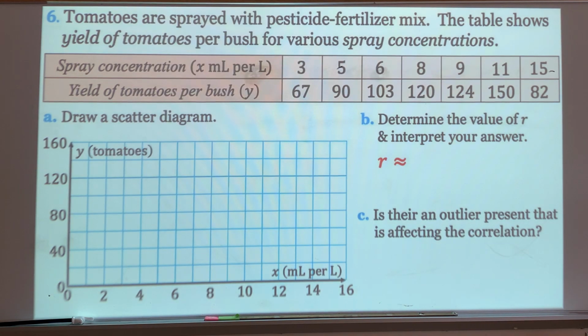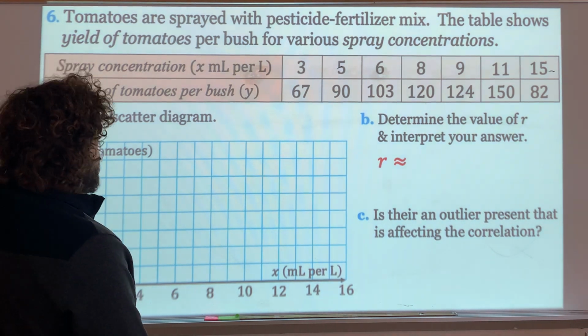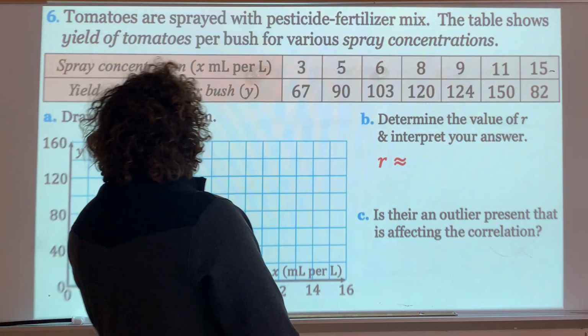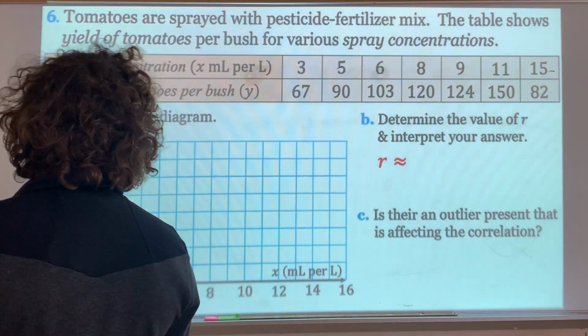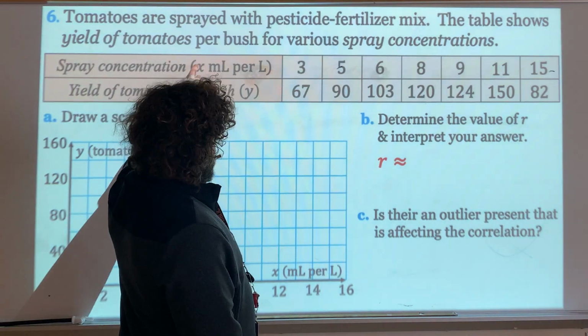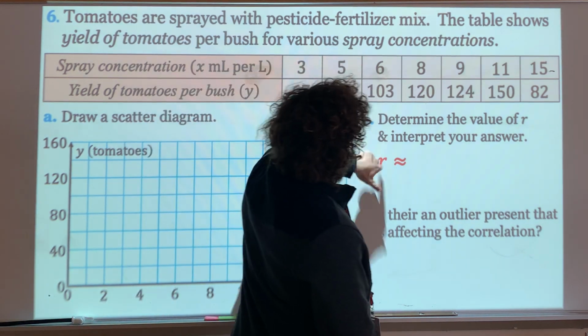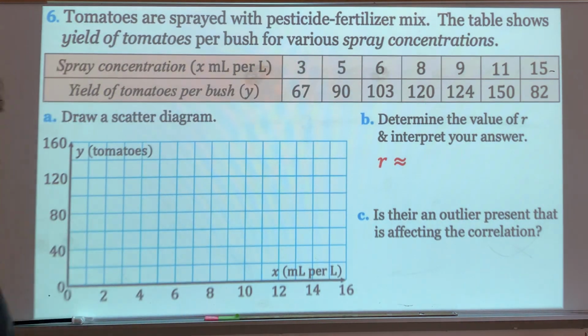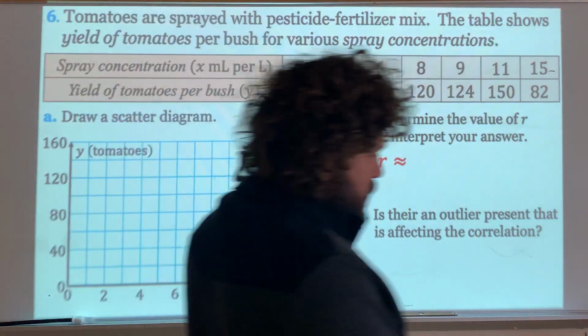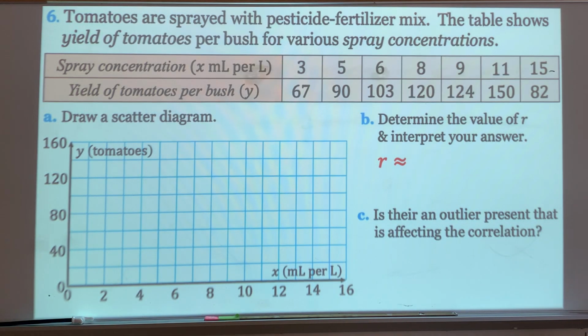Problem number 6. Tomatoes are sprayed with a pesticide fertilizer mix. The table shows the yield of tomatoes per bush for various spray concentrations. Determine the value of r, and are there any outliers affecting the correlation? All right, so 6 is a little bit of a longer problem.